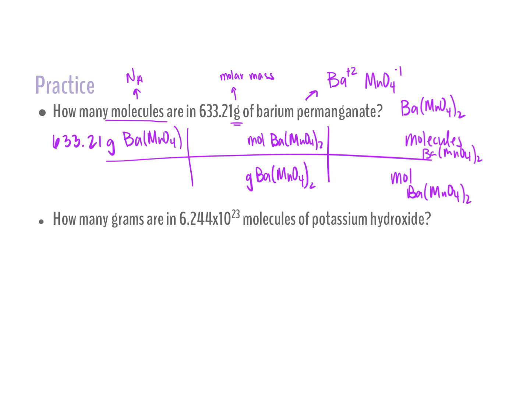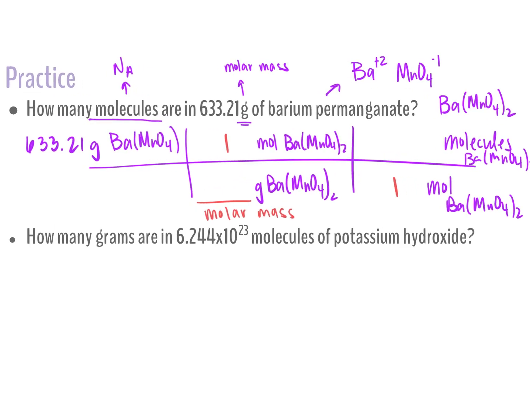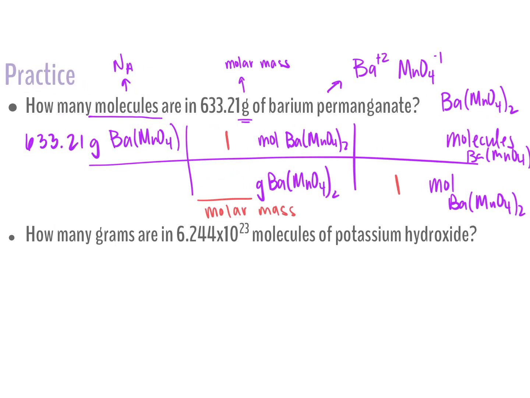Now I can look at putting my numbers in. I know moles is going to get the 1 in both scenarios because I can tell how many things are in 1 mole. I can't tell how many moles are in 1 gram. I can tell how many grams are in 1 mole. So here we'll need to go the molar mass. Barium plus 2 manganese plus how many oxygens? Plus 8 oxygens.